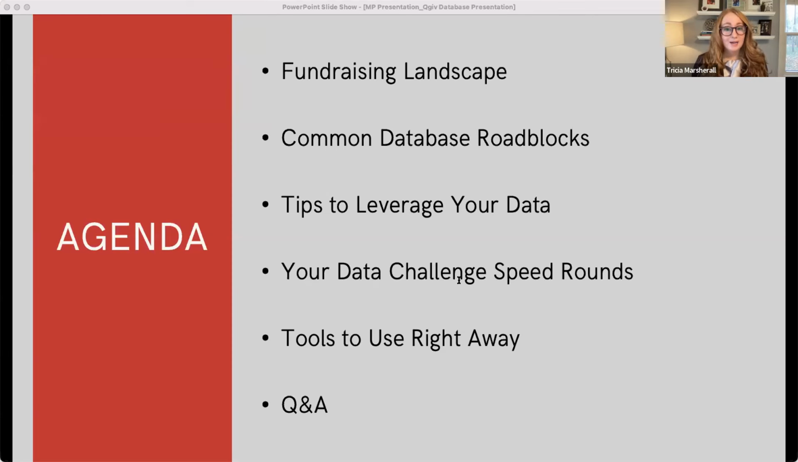And later in the session, I am going to be requesting for you to submit your real life database challenge for what I like to call my data challenge speed rounds. So we will fit as many of your real life examples into the session as possible. I will try to answer your questions and point you in the right direction of where you should look. We will then move into the processes and tools that you could implement right away. So hopefully you'll be able to take a couple of takeaways that you can work through as soon as you leave today's session. And we will close out with any remaining questions in the Q&A. So really excited. We've got a lot to cover today.